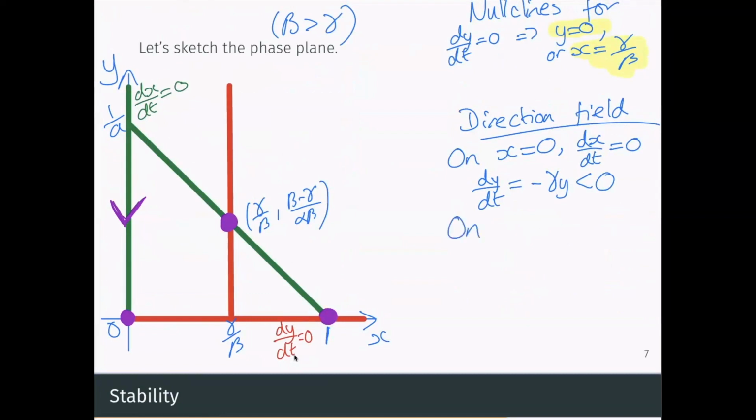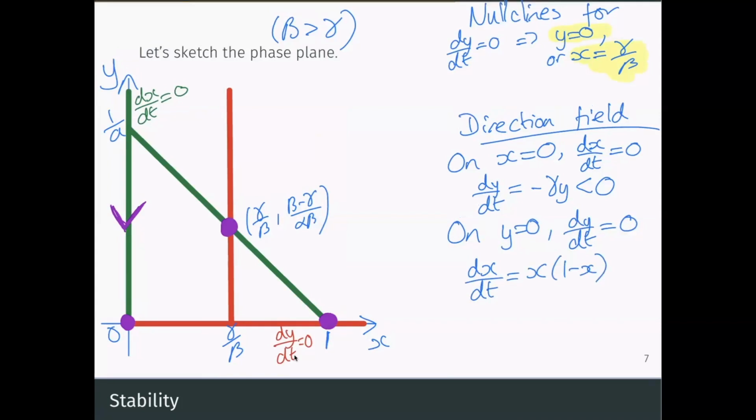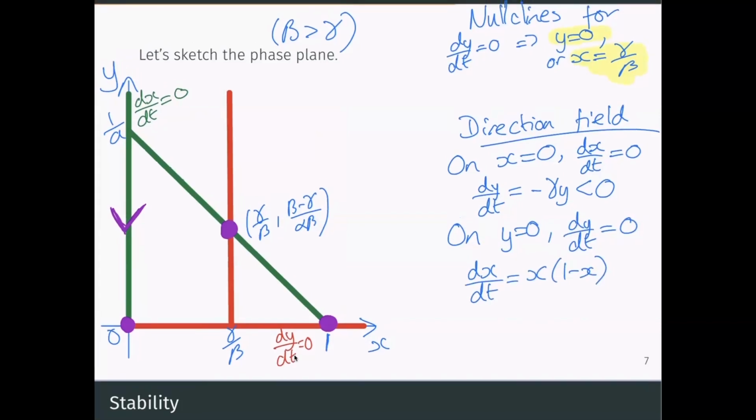Okay, let's think about the red horizontal null line now. So this is y is equal to 0. By definition, dy/dt is equal to 0. dx/dt is now going to be x times (1 minus x). We had previously a minus alpha xy, so this here should be minus alpha, not a minus a.